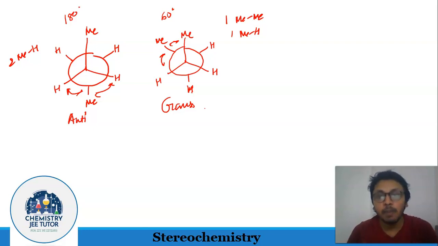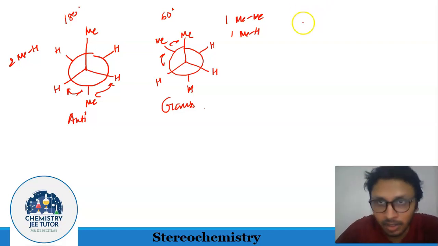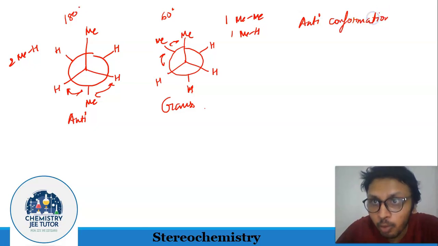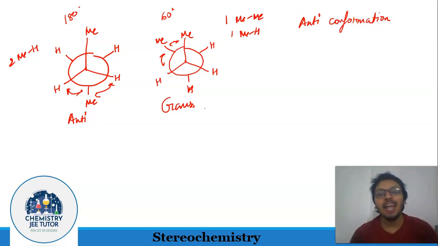So whenever you have two bulky substituents, they will always lie in anti-conformation, or anti-conformation will be the lowest in energy whenever you have bulky substituents. Then you may ask me, okay, then Gauche conformation is never stable? Always anti-conformation is stable? No, Gauche conformation can be stable, and its stability arises from hydrogen bonding.